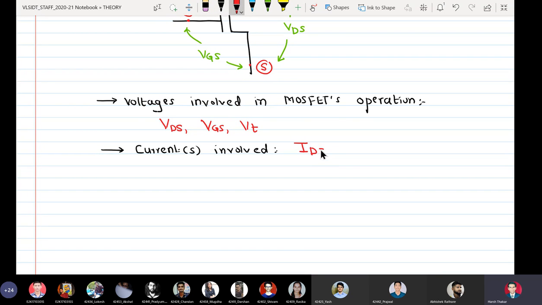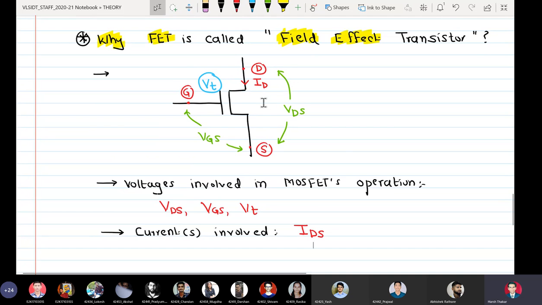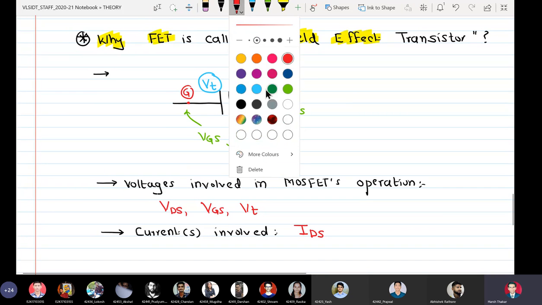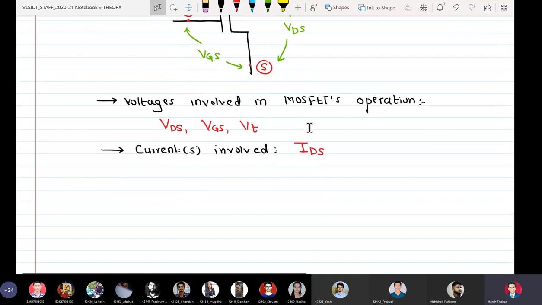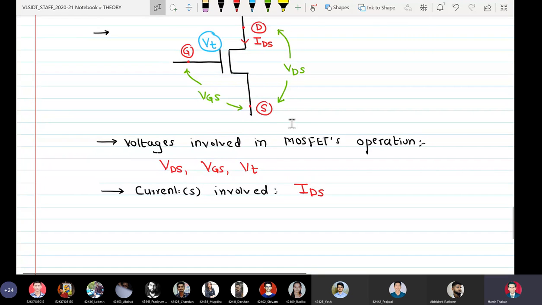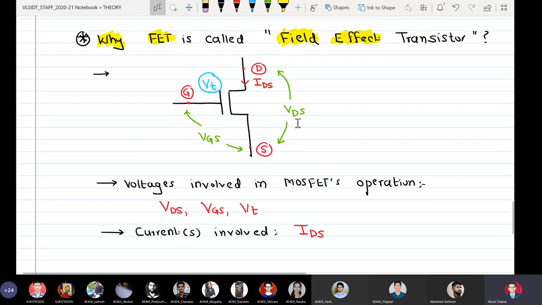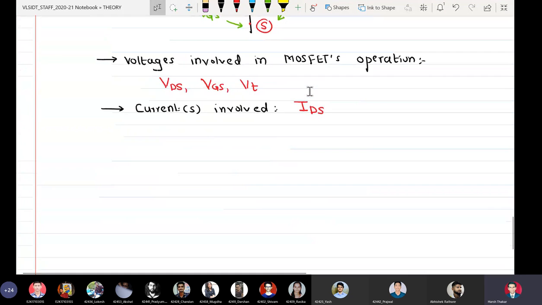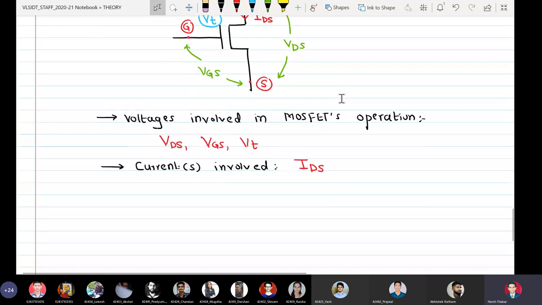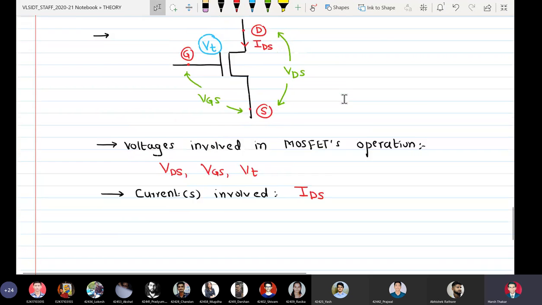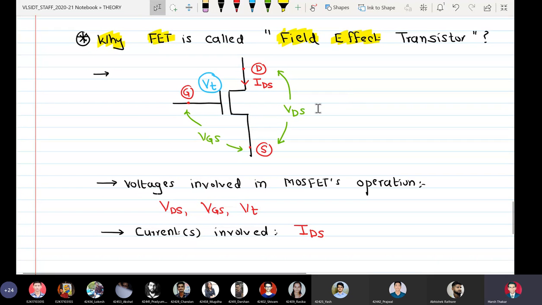ID, also known as IDS sometimes, so you can also write down IDS here, not an issue. Unlike a BJT, in which we have emitter current, base current and collector current, and the emitter current is a summation of collector current and base current, here we do not have anything called gate current. It is theoretically zero.